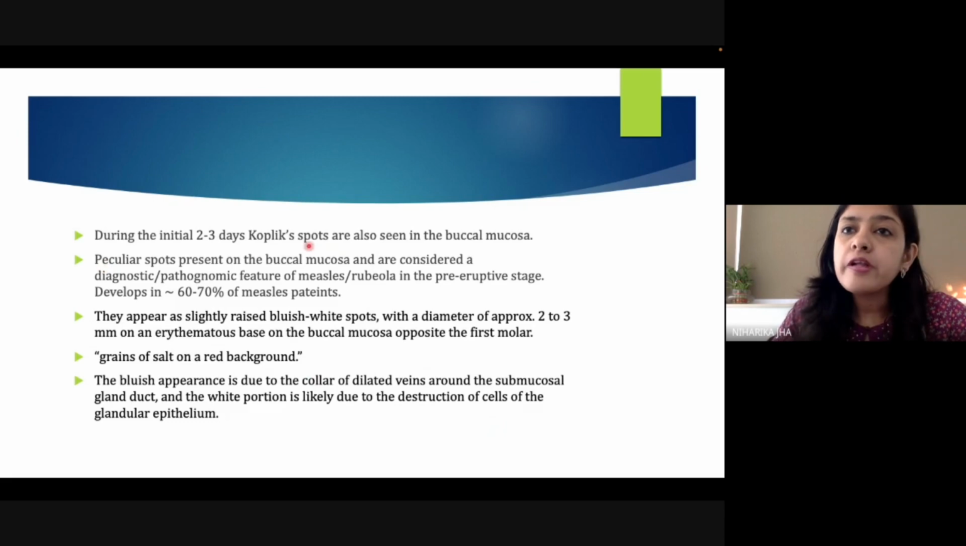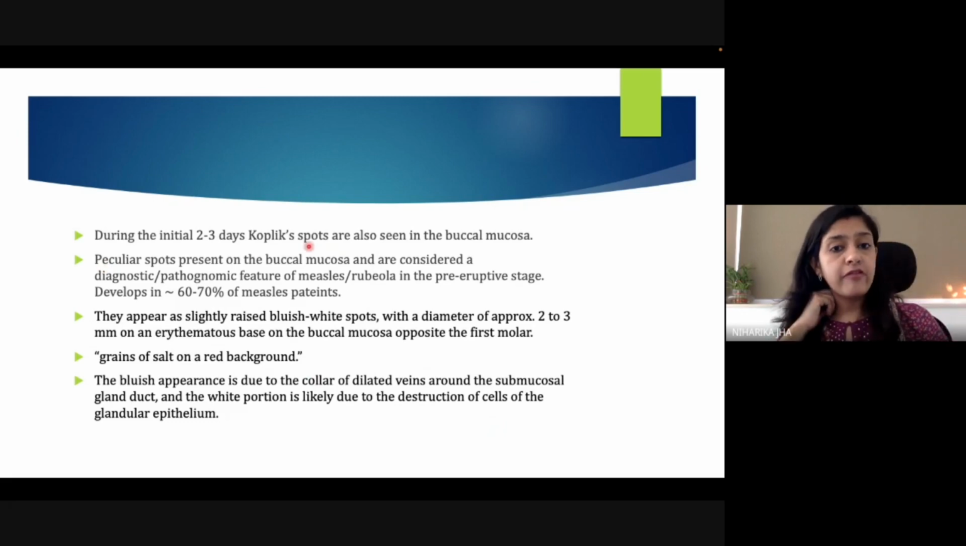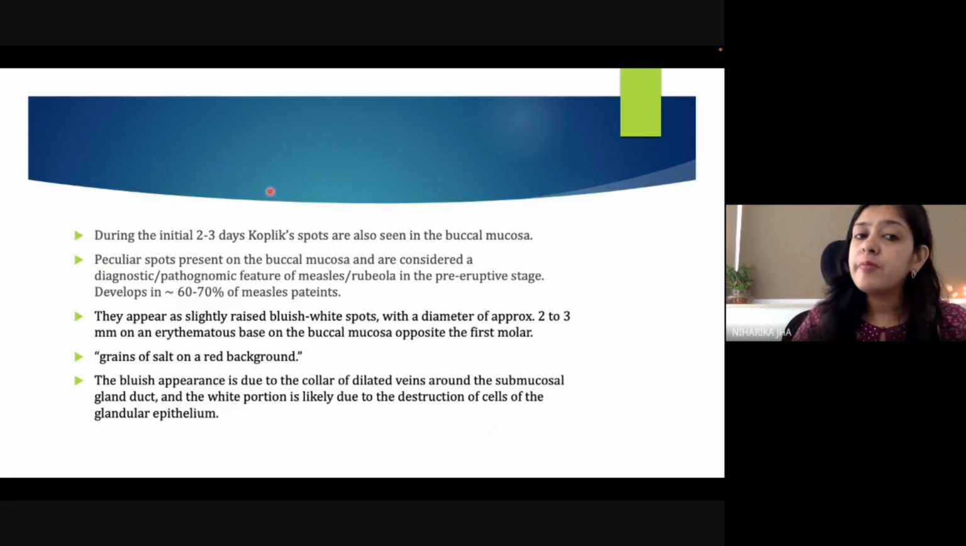Now, if we talk about the topic proper, that is the cutaneous manifestations, first we will be talking about the Koplik spots. So, what are these Koplik spots? Koplik spots are basically the pathognomonic feature of measles and they are seen in the pre-eruptive stage. They are seen in about 60 to 70% of the measles patients. They are seen in the initial 2 to 3 days after the fever has developed. And where do they develop?